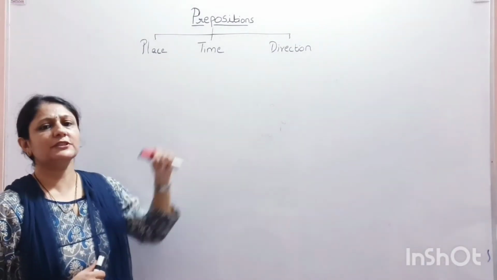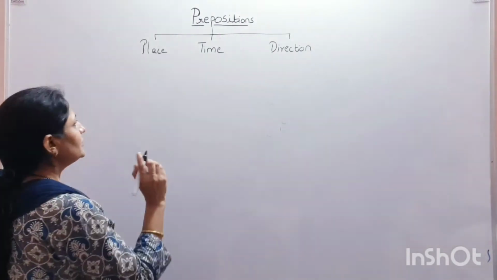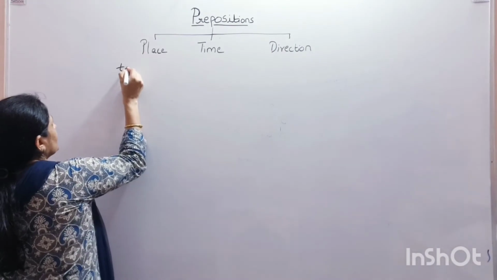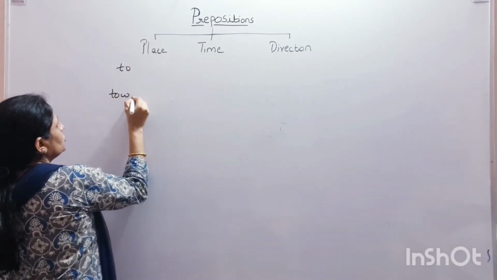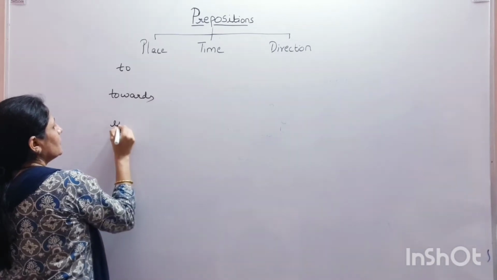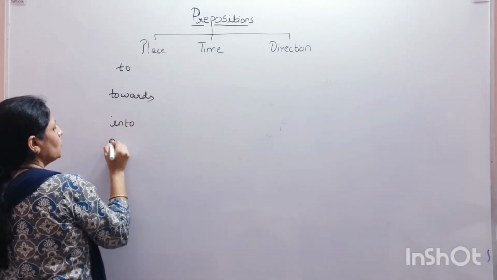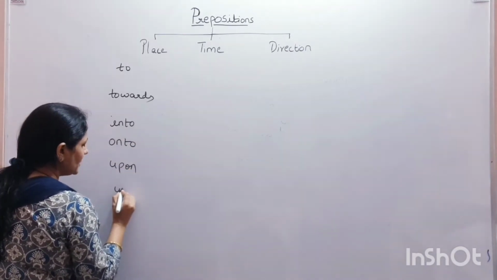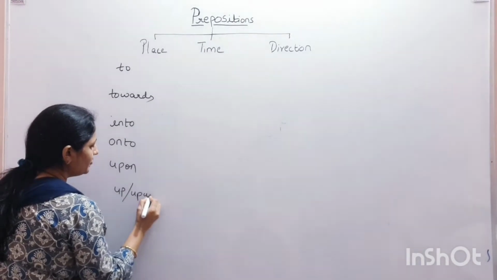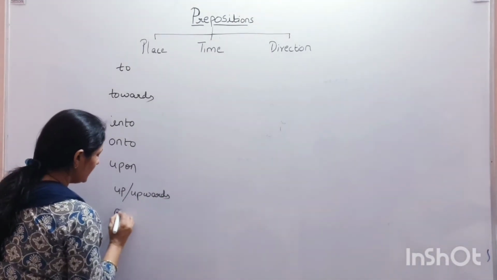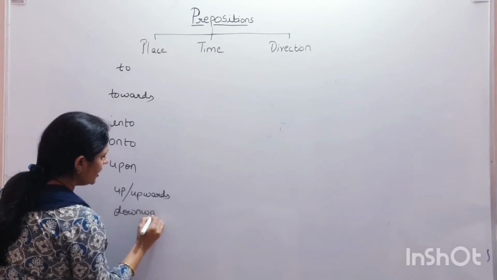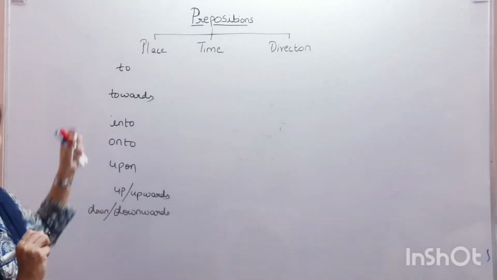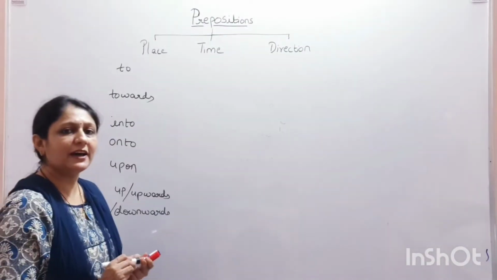Now let's start with some prepositions of direction. The prepositions which express directions are to, towards, into, onto, upon, or you can also say up or upwards. Then there's another preposition, downwards or down. These are the prepositions which express the direction.